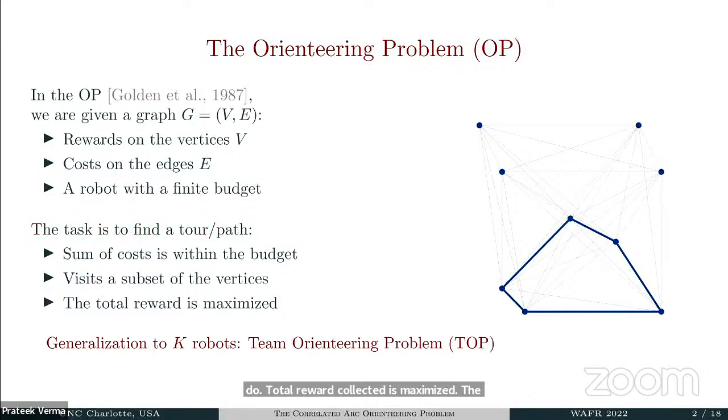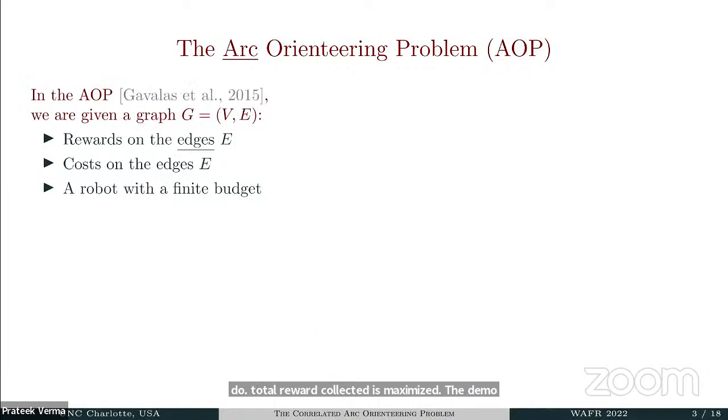The team orienteering problem is the generalization of the orienteering problem with k-robots. Next, we'll look at the arc orienteering problem, wherein again we are given a graph G. However, over here, the rewards are on the edges instead of on the vertices. We have cost on the edges, and we are given a robot with a finite budget.